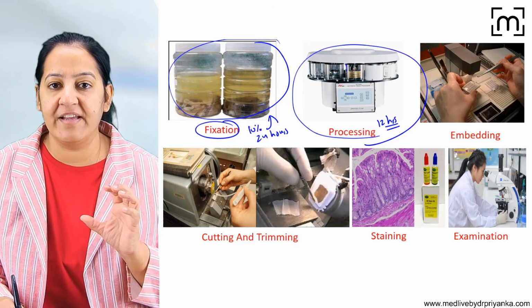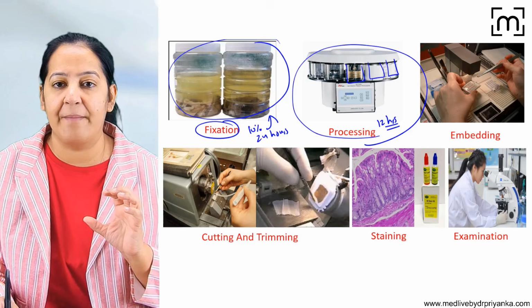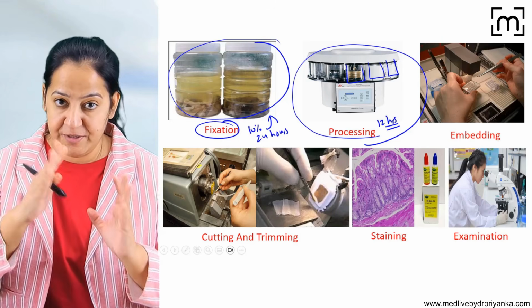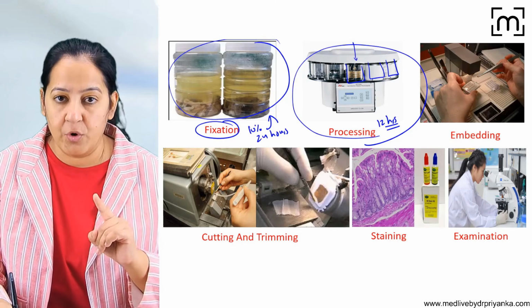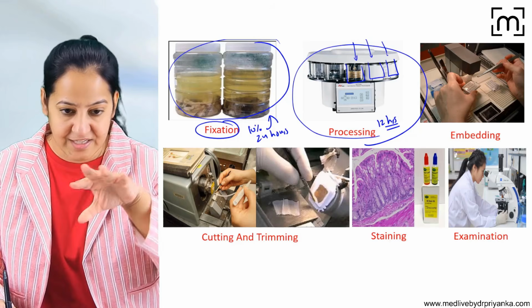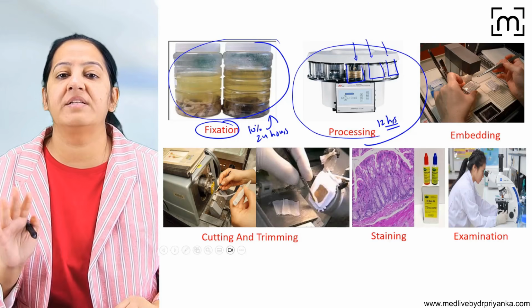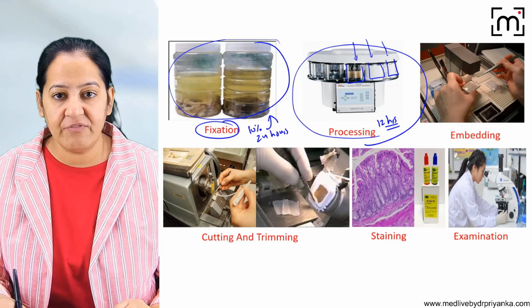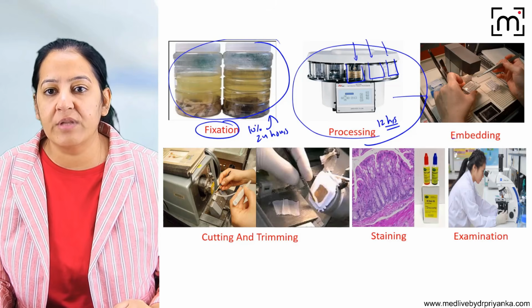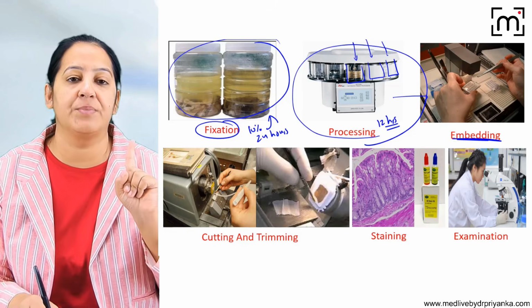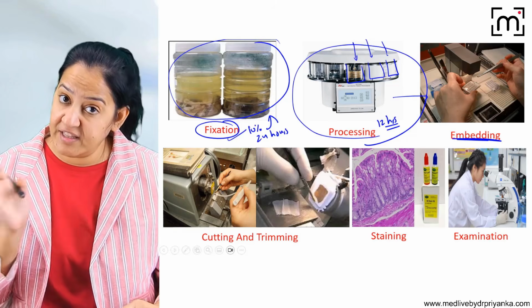So there are various containers which contain various chemicals. One by one, it will be shifted. So first it will go in alcohol, then it will go in this and this. Likewise, it will be shifted in various containers. So the processing is done. After that, we take the cassettes out and we will do the embedding. The third step is embedding. First, we do the fixation. We are converting the tissue into the slide.